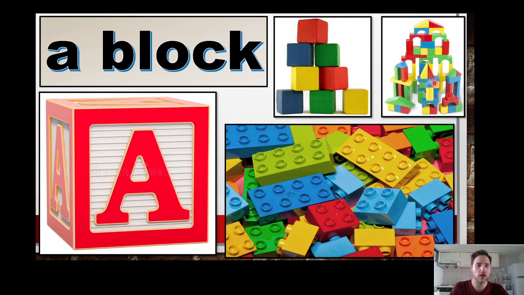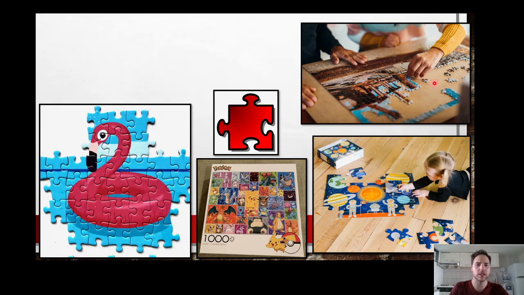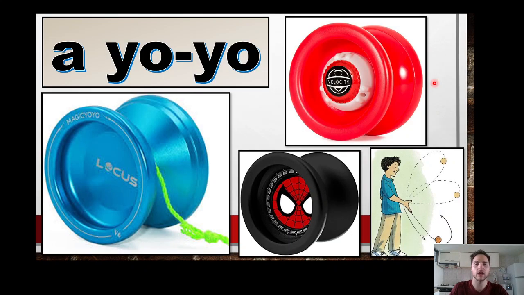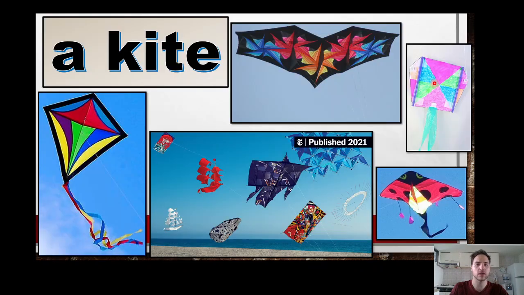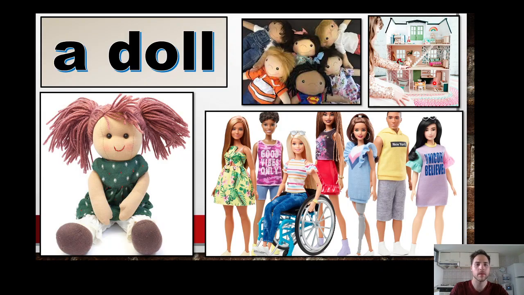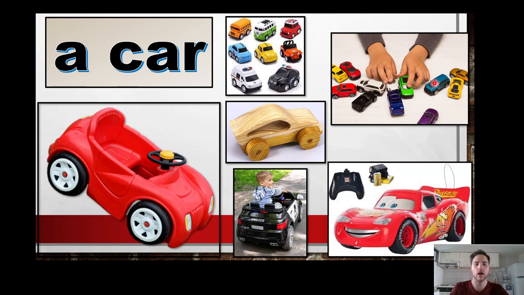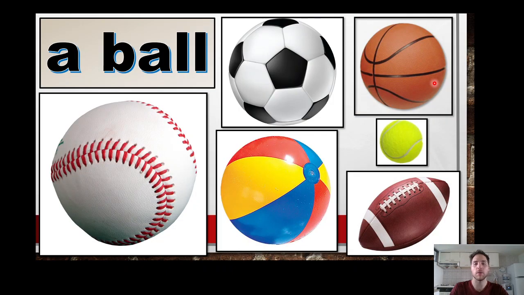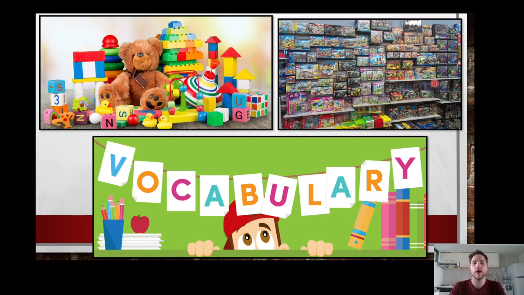So again, your words are a block, a puzzle, a top, a yo-yo, a robot, a kite, a doll, a car, and a ball. Right, so please go and practice with this video to learn how to say your words, and then watch video number 2 so that you can learn your sentences and then play the online games.